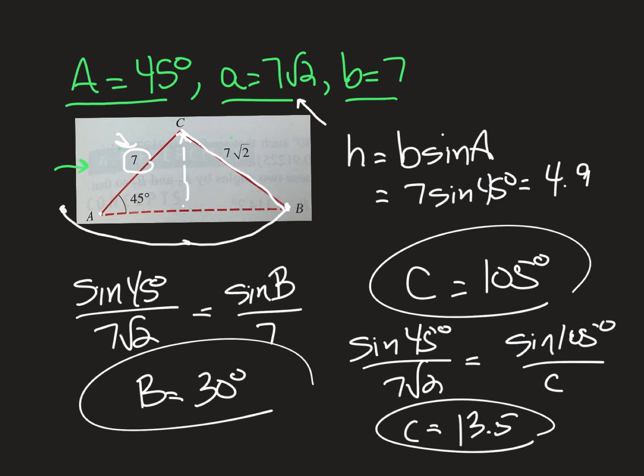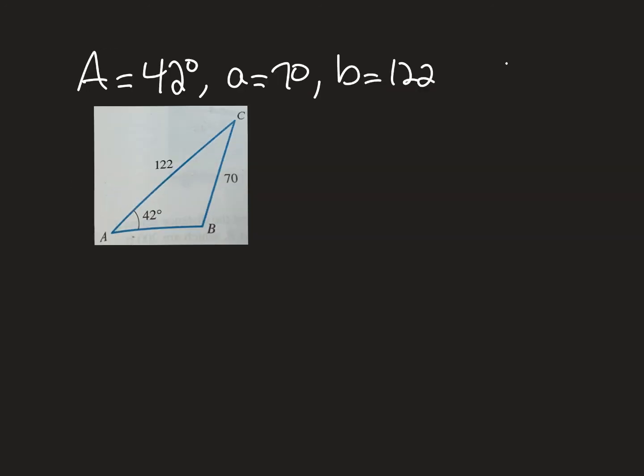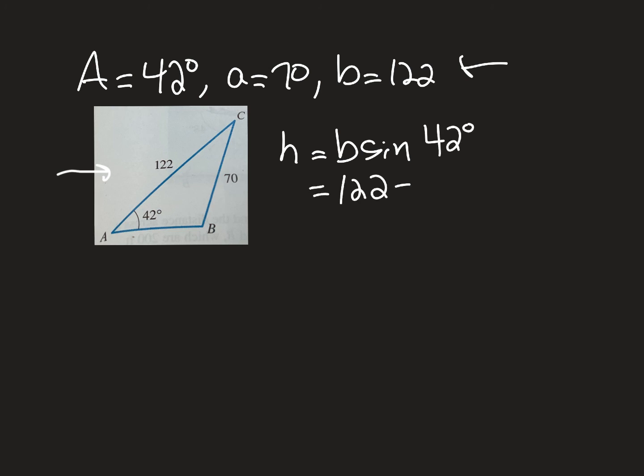Let me show you one more case. Okay, again, they're going to give you the info, angle A and side B, and they're going to want you to see what happens here. I copied a picture of what this could possibly look like. Not sure how many solutions there are yet, so I'm going to find the height like we did last time. So to find the height, I'm doing B sine A. So I'm doing 122 times sine 42 degrees. I'm going to punch that in real quick. And I get 81.6. So 81.6 is height.